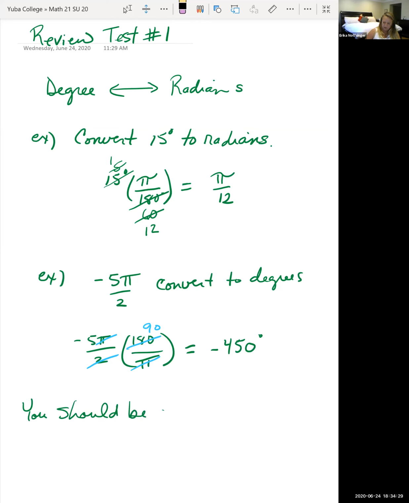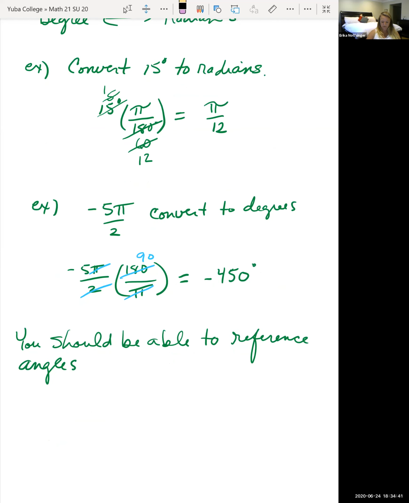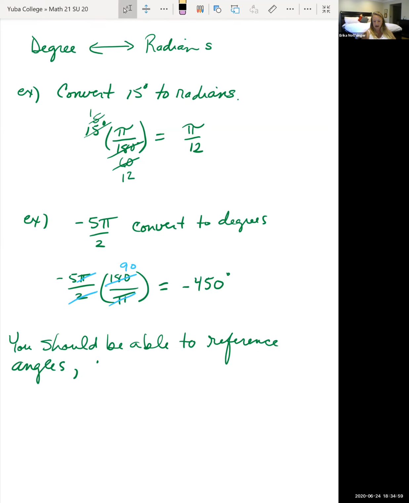You should be able to find reference angles. Excuse me, Professor. Yes. The negative 450 degrees would be considered a clockwise rotation, right? Correct, yes. You should be able to graph the degrees and radians. So you're right, negative would tell us that we're going clockwise. You should be able to tell me what quadrant that falls in.